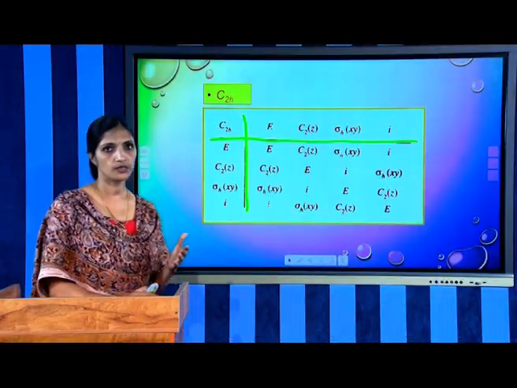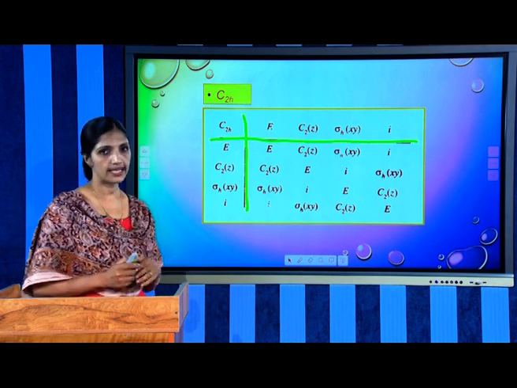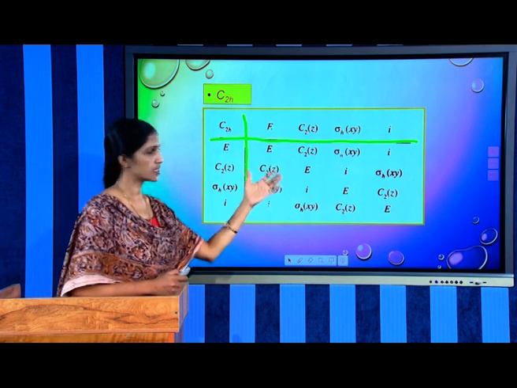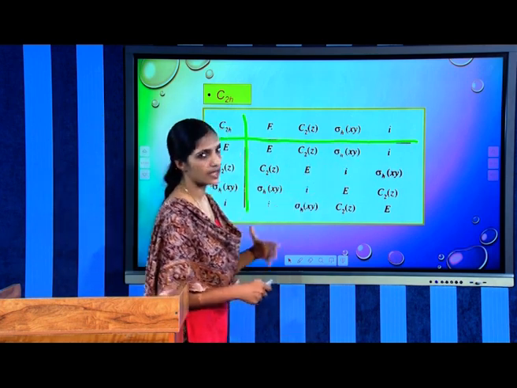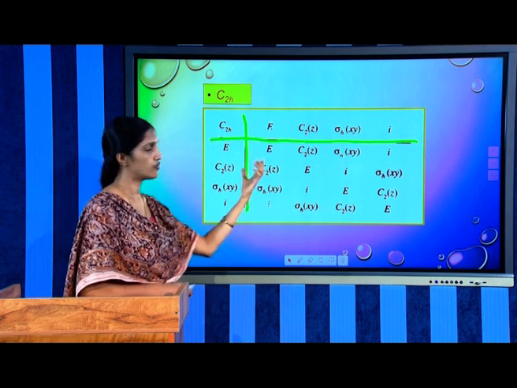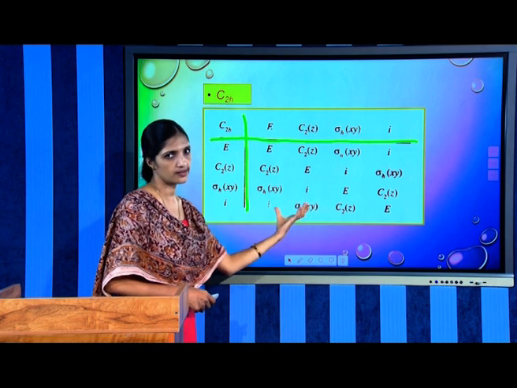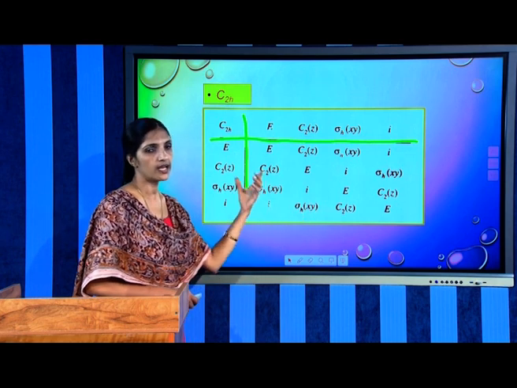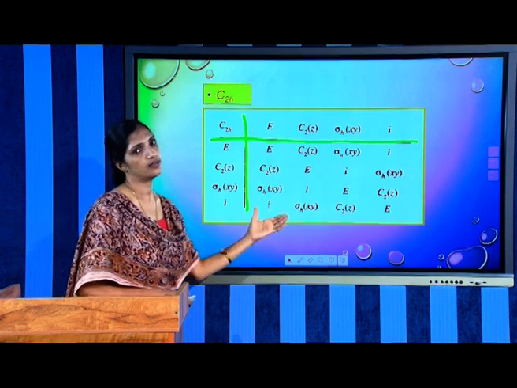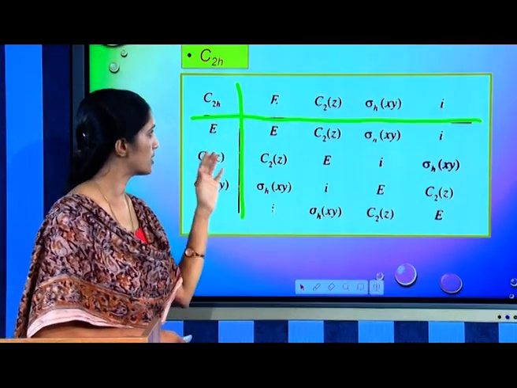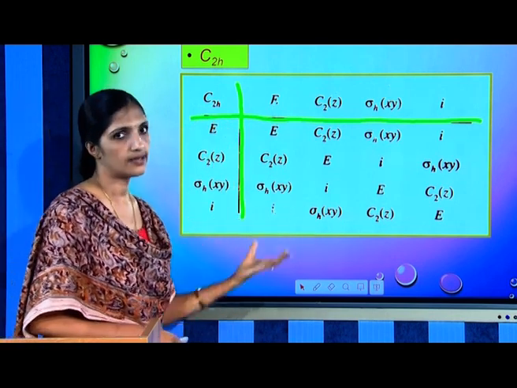Coming to the last group multiplication table, the C2H, we have 4 operations, that is E, C2Z, sigma H XY and I, written in row form and column form, and we have to fill in the whole table like this. The binary multiplications which are possible for this C2H point group are written like this.